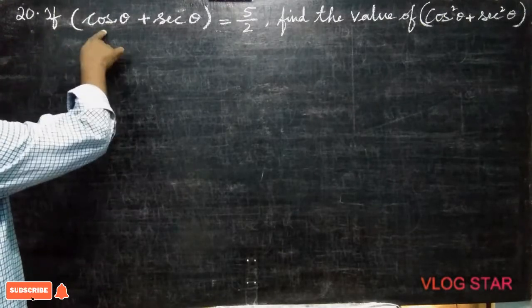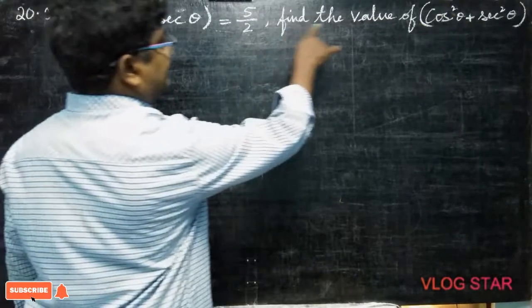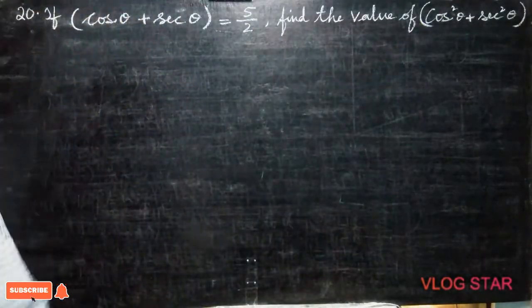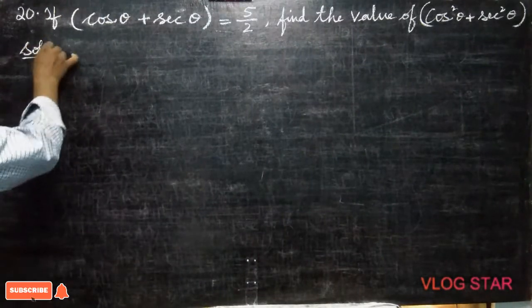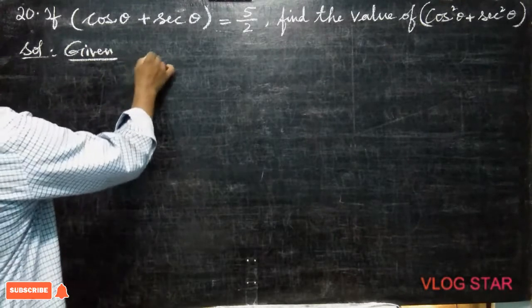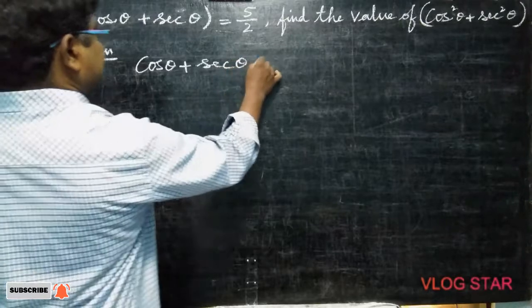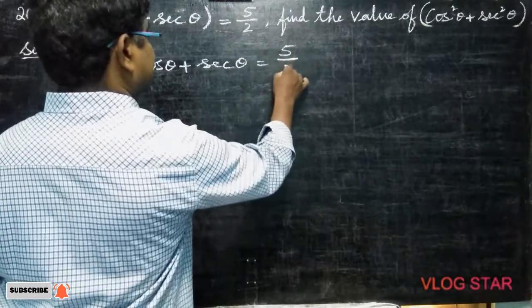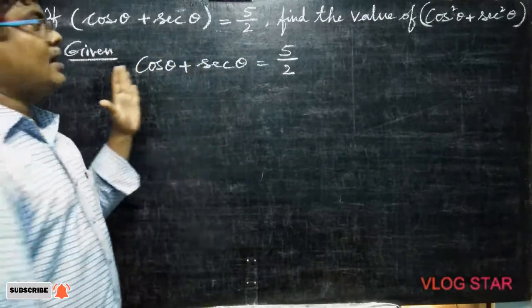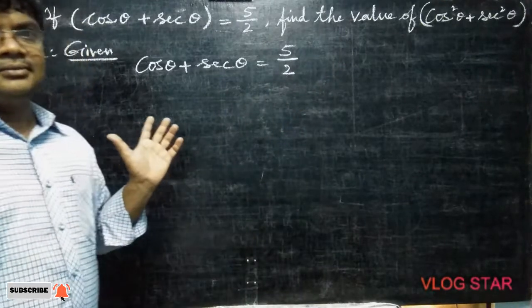20th problem. If cos theta plus secant theta is equal to 5 by 2, find the value of cos square theta plus secant square theta. Solution given. What they gave? Just they gave cos theta plus secant theta is equal to 5 by 2. In the question itself, hint will be there. Just have left eye, right eye. Right eye will give you hint.